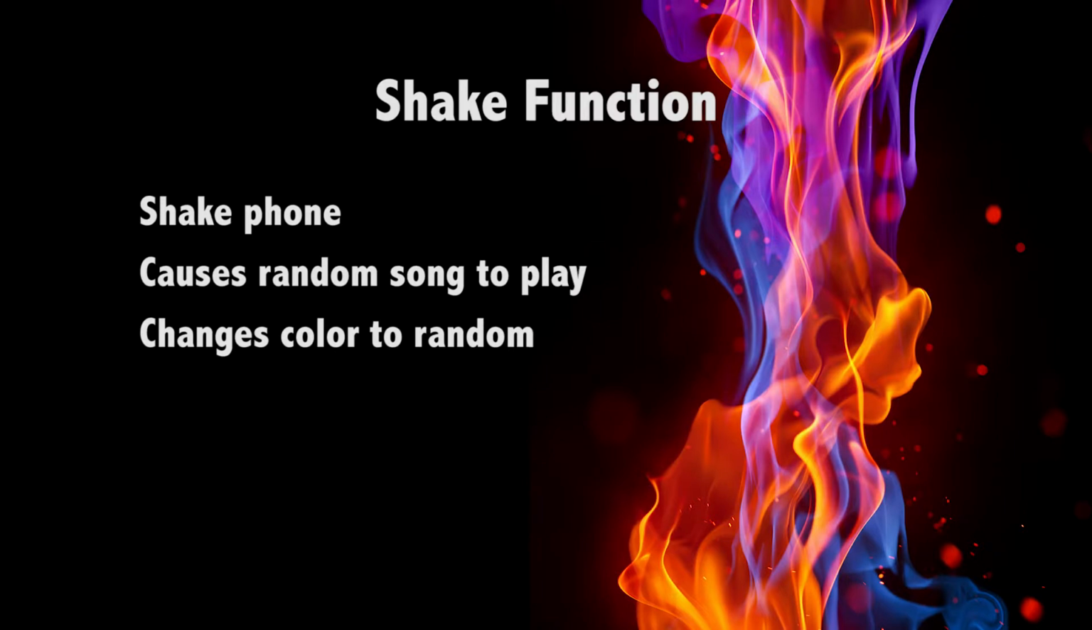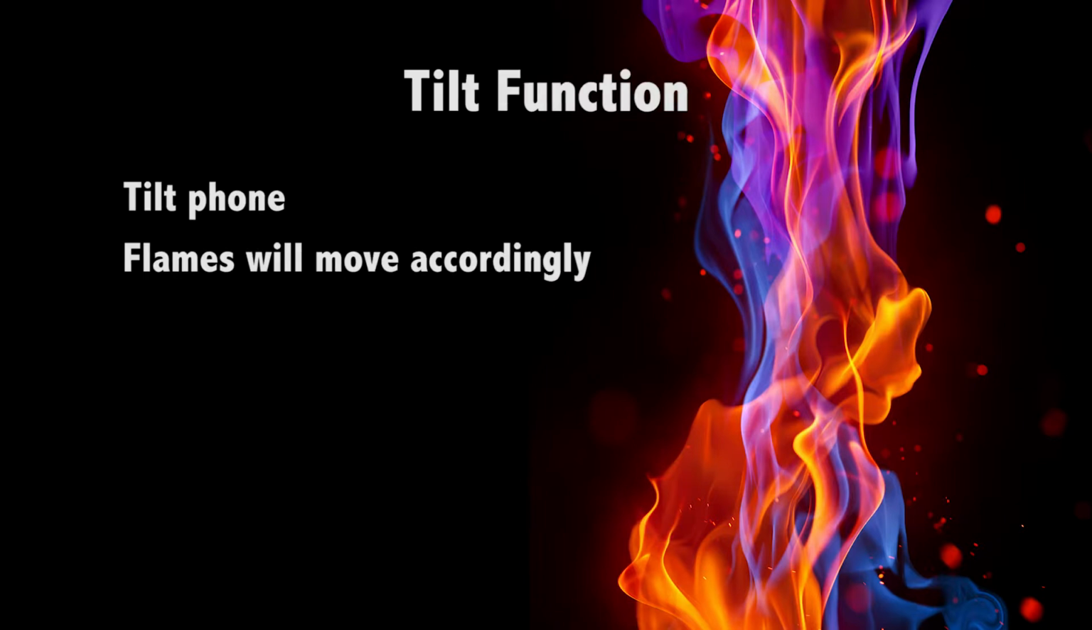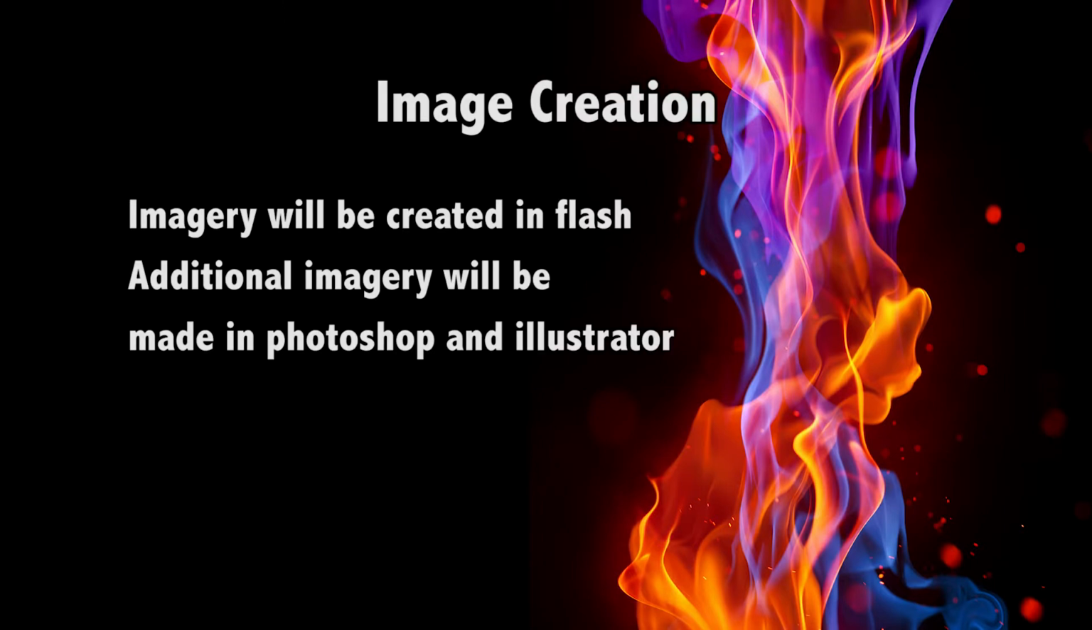When you shake the device, it'll randomize both the color of the flames and the song playing. It'll give you a random song from your library and change the color to something random in its selection. You'll also be able to change the orientation of the phone while playing. The flames will then tilt to the left and right as if the phone is actually tilting and they're real flames. All images used in the app will be homemade.